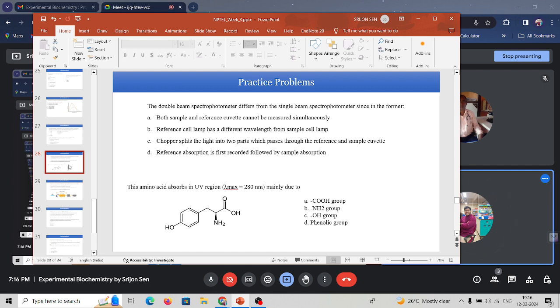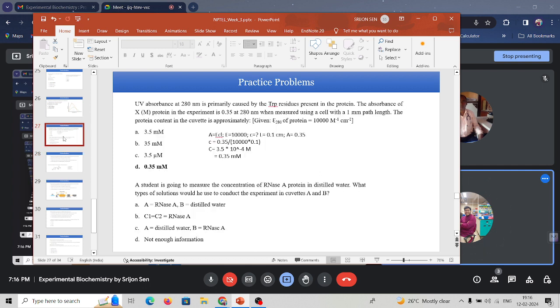Okay. The next question is, a student is going to measure the concentration of RNase A in distilled water. What types of solution would he use to conduct the experiment in cuvette A and B? The options are: A has RNase A and B has distilled water; A has distilled water and B has RNase A; and not enough information is provided.